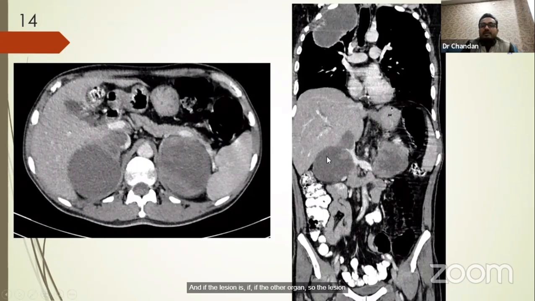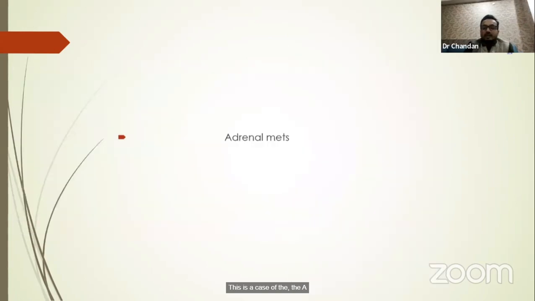And if the other organs show a lesion, such as a bilateral adrenal lesion with an apical lung lesion, then the diagnosis is very clear. So this is the case of adrenal metastasis due to lung carcinoma.